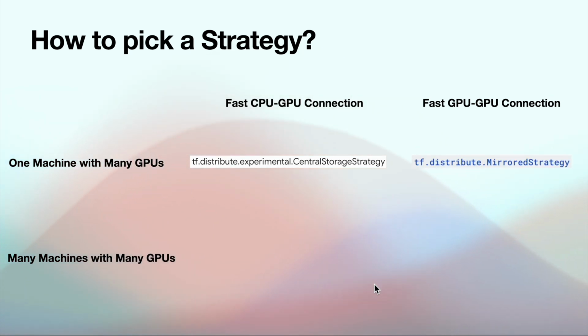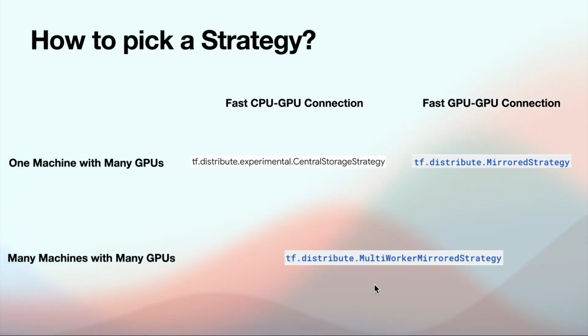If you have a fast GPU-GPU connection, which is to say your GPUs are connected using NVLink, then you can go ahead and use mirrored strategy. And if you have many machines with many GPUs, the only strategy you have is multi-worker mirrored strategy. So that's it about data parallelism.